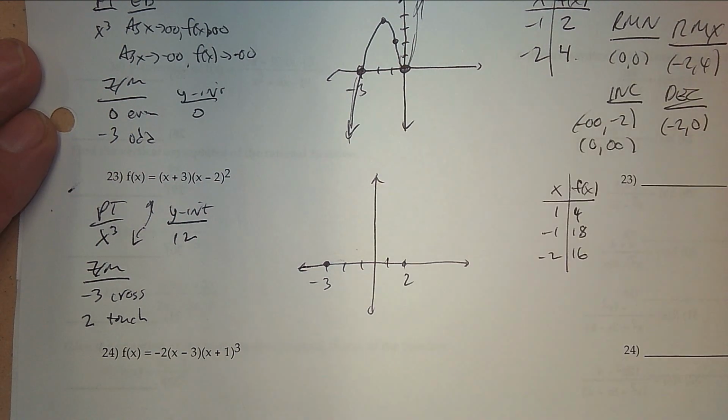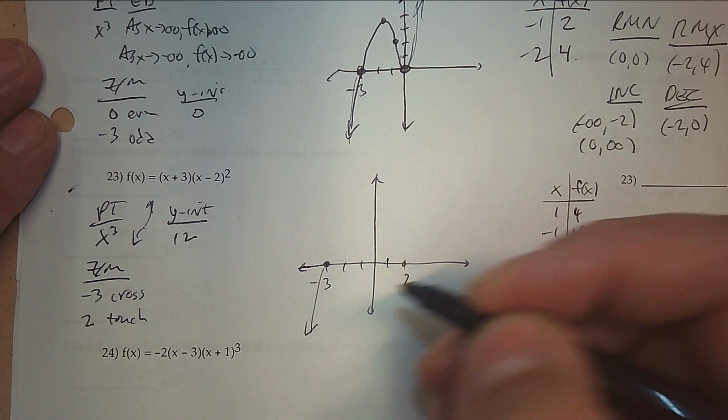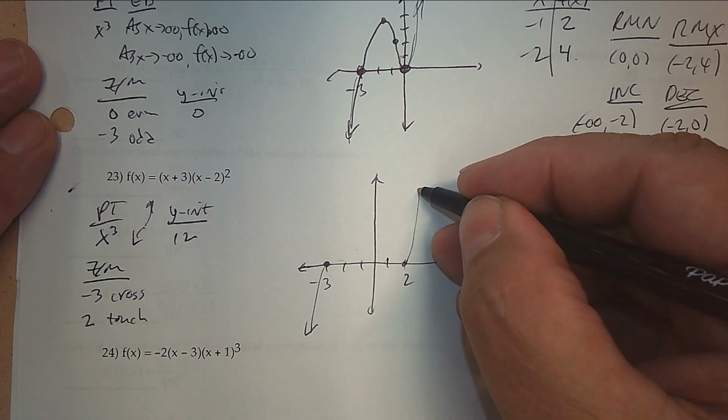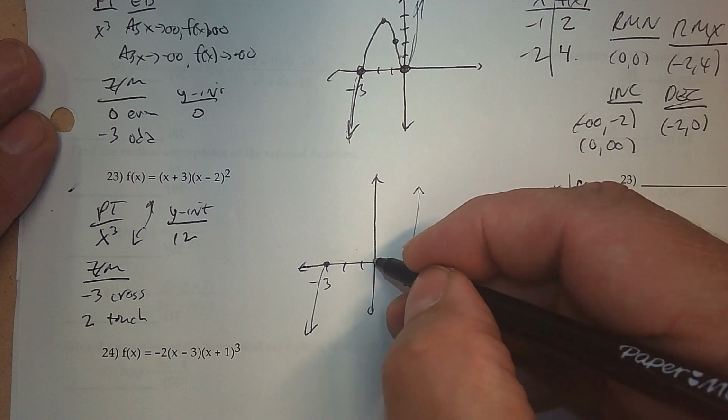So I know the left end goes down and the right end goes up, and I know it's going to touch here. So we're going to find where 4 is.